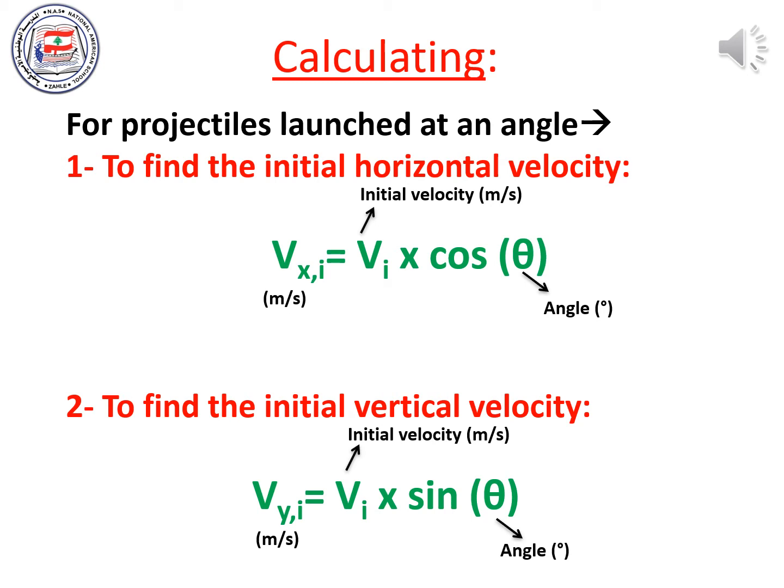In order to find the initial vertical velocity, we use the second equation you see in front of you. Vyi, which is measured in meters per second, of course, because it is velocity, is equal to Vi times sine theta. Vi is the initial velocity at an angle, and theta is the angle of the velocity.